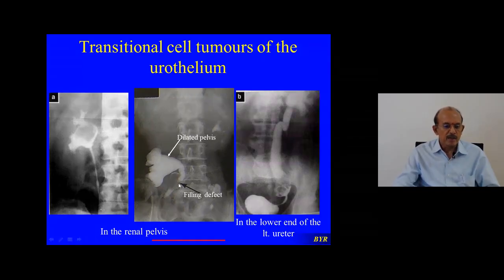And here you can see a filling defect in the upper end of the ureter. Here you can see the lesion in the lower end of the ureter with proximal dilatation. So whenever there is obstruction, there will be proximal dilatation.